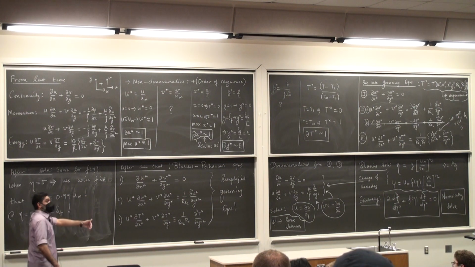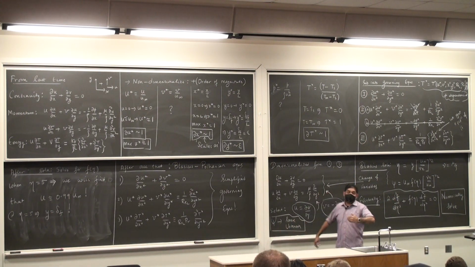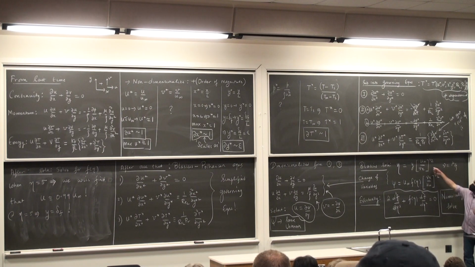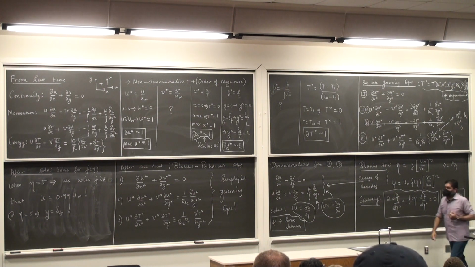I could be at x is equal to 20, I could be at x is equal to 40. This is the nice thing about the scaled solution. This is a scaled solution, or what's called a similarity solution. Wherever you are along x, this is the same.